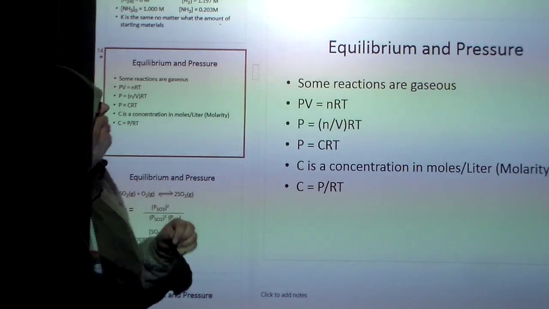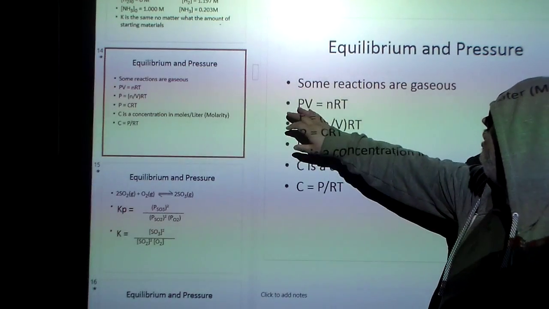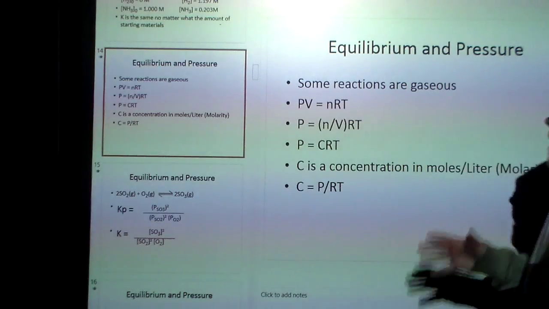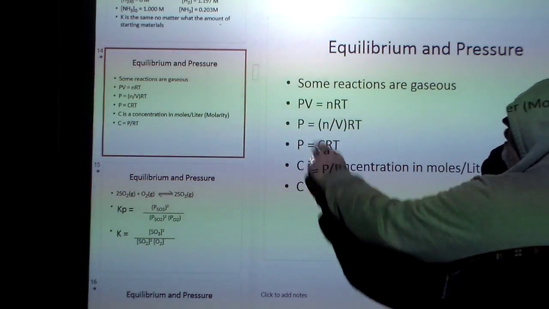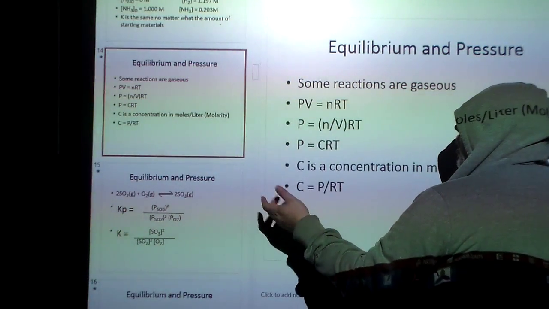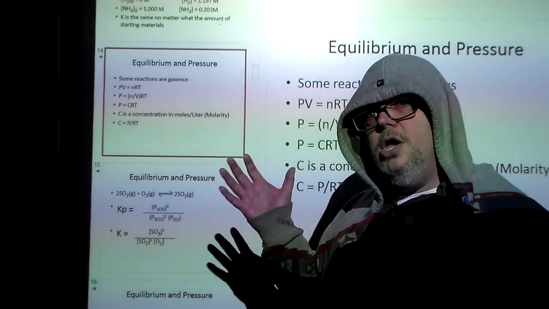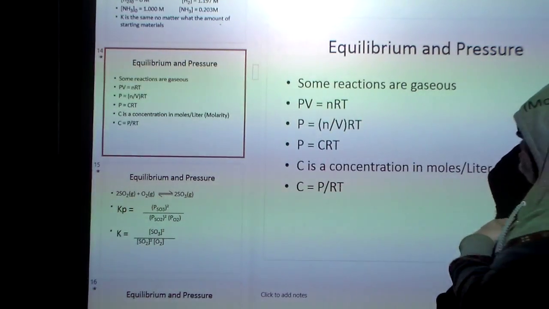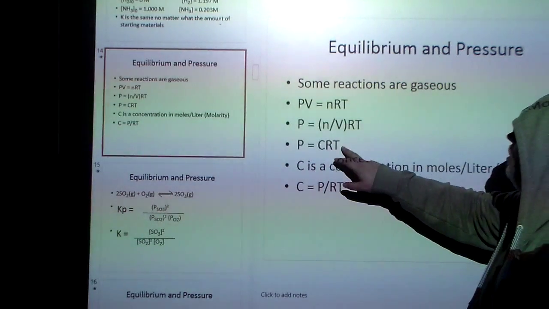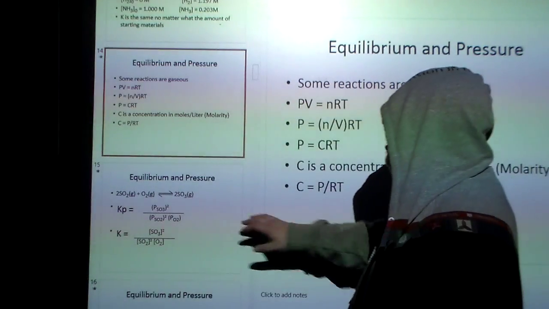All right, equilibrium and pressure. Now, we've got some reactions out there that are going to be gaseous. So we're going to use our good old ideal gas law, PV equals nRT. Now think about it. If we want the pressure by itself, we could divide both sides by V. So we get n divided by V times RT, or n over V, moles over volume. Oh my gosh, we're talking about concentration, molarity. So P is equal to our concentration times RT, or C is equal to P divided by RT. That's our equilibrium and pressure.